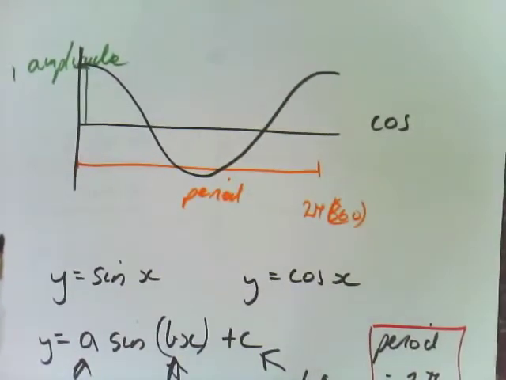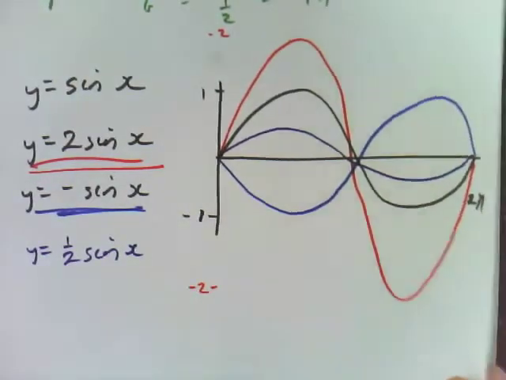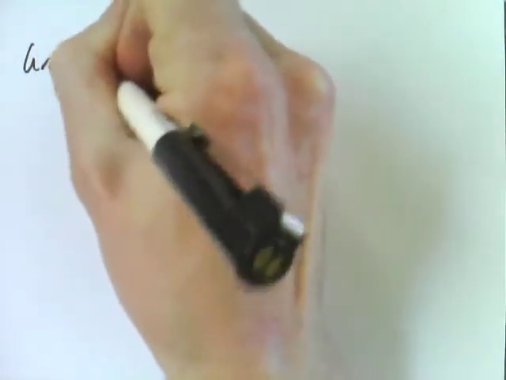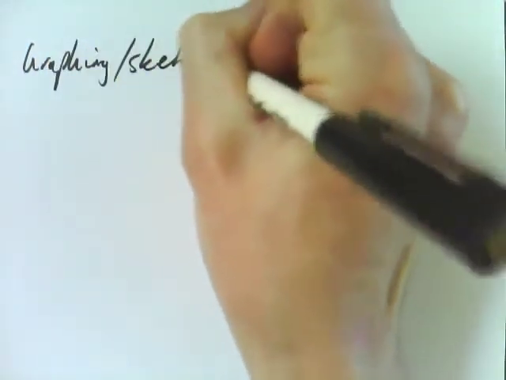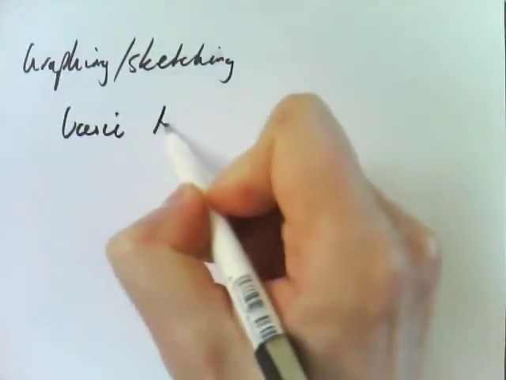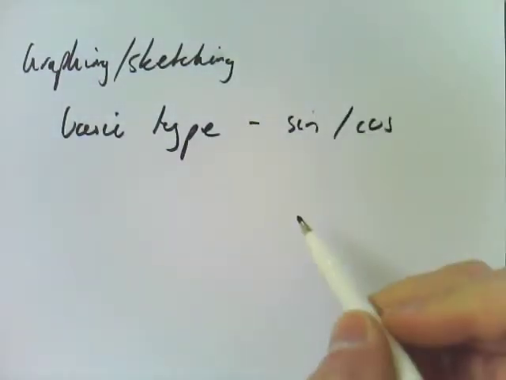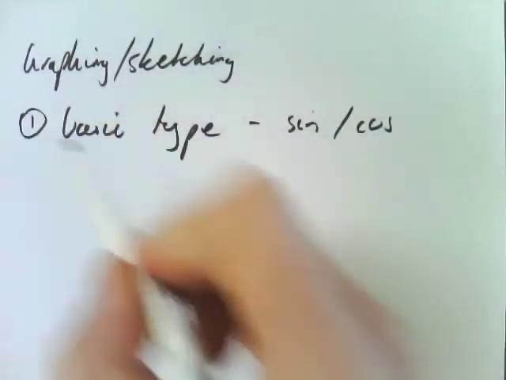So, when you are sketching the graphs, it is important you do a couple of things. That helps you find the amplitude, it helps you find the period, it helps you get a basic sketch. So here are some steps for sketching these. Step one: you have a basic type, which is basically sine or cos. Remember which basic type you're using, sine or cos. So start at 0, start at 1.